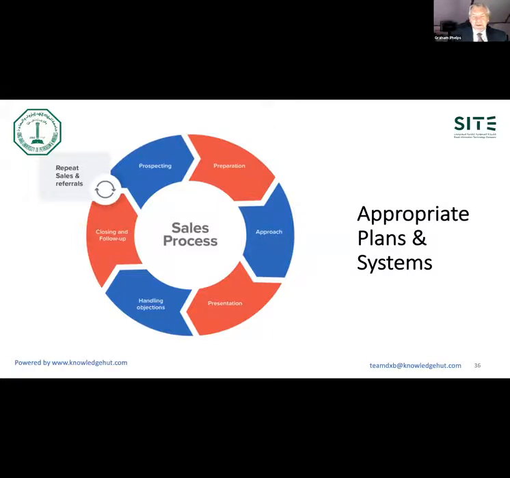Now, let's go back to our sales process again. Every business is slightly different and every market is slightly different. So you've got to find the right plan and system for you. But don't forget, the sales process works the same in nearly every business. Prospecting and preparation, approaching the client, finding out what they're interested in, presenting the solution in the way that makes sense to them, dealing with the yes buts, asking for a decision or a commitment, and then looking for a referral or a repeat sale.